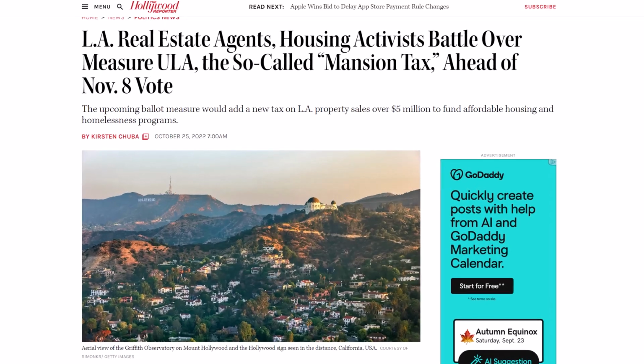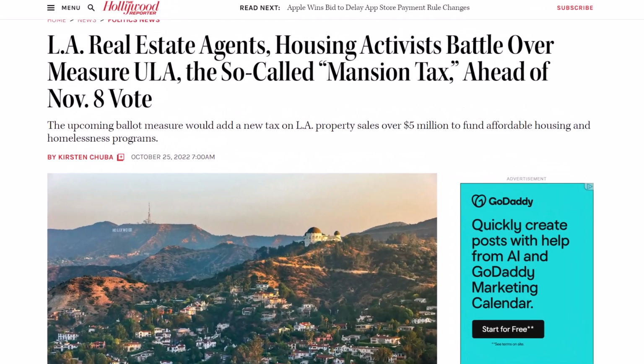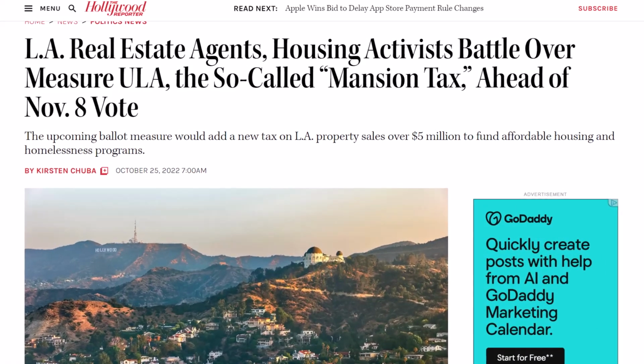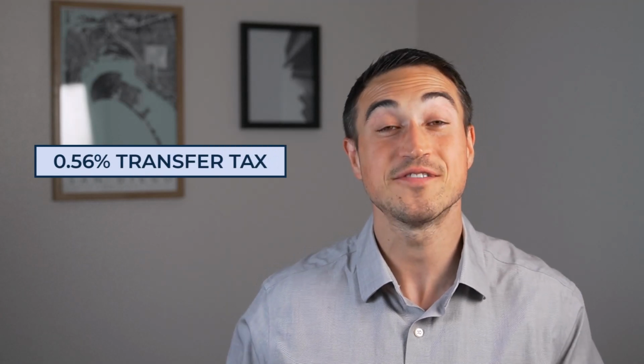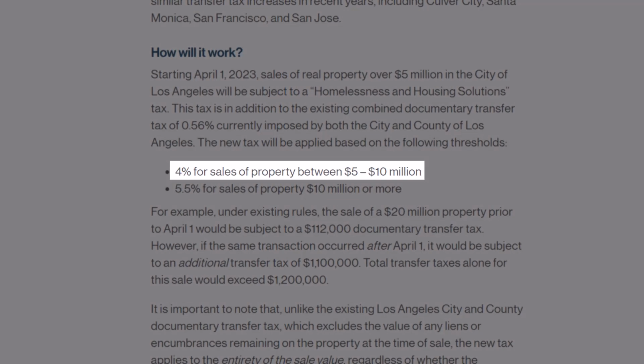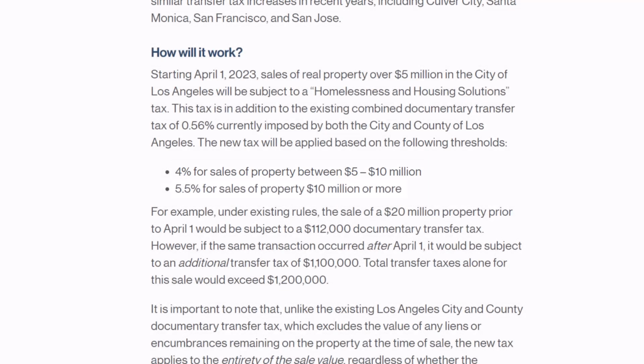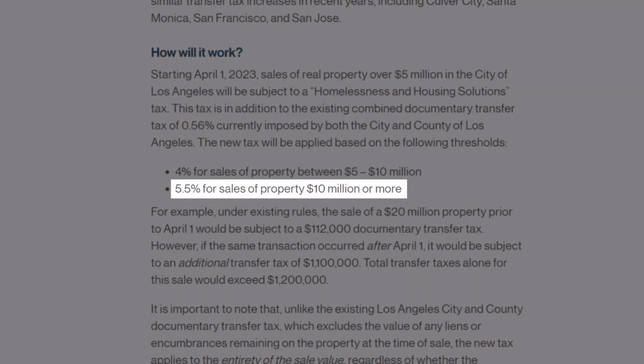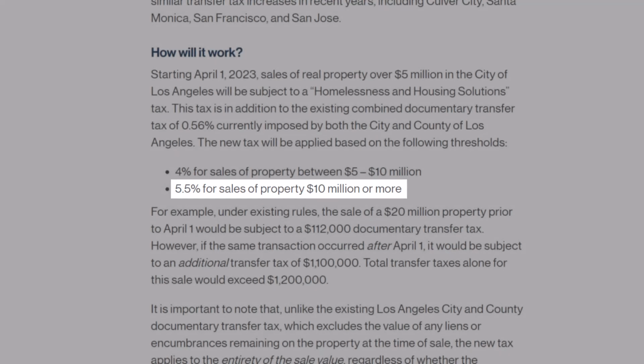Earlier this year, the city of Los Angeles made huge news across the country when a new transfer tax went into effect on property sales greater than $5 million on top of the existing combined city and county tax of just 56 basis points, with an additional 4% tax on property value being applied to sales of over $5 million and an additional 5.5% tax being applied to sales over $10 million within the city of LA.